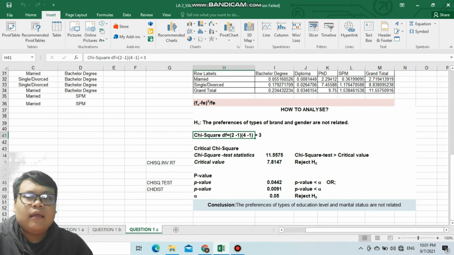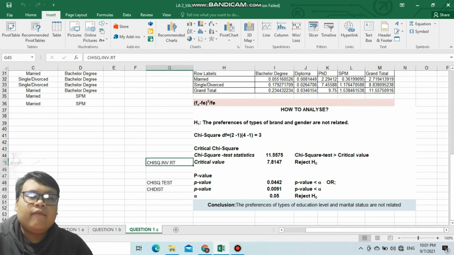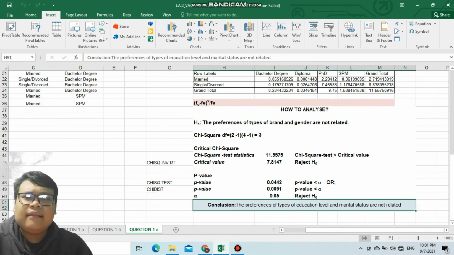For the test statistic, we pick the number in the grand total. For the critical value, we use this formula, and for the p-value, we use this formula, and for another p-value, we use the formula. So the conclusion is that education level and marital status are not related.